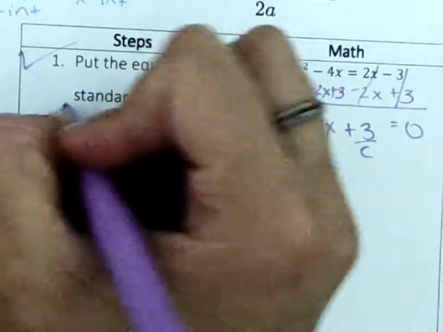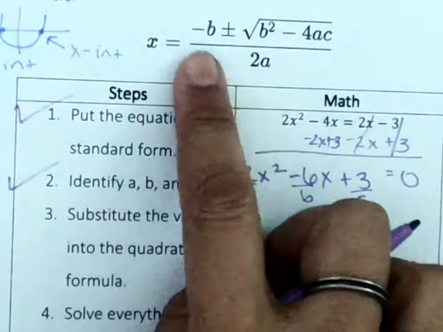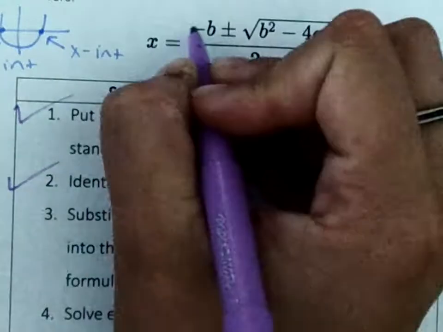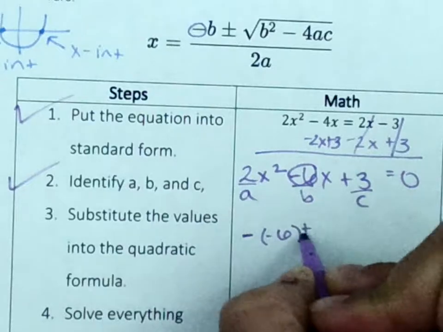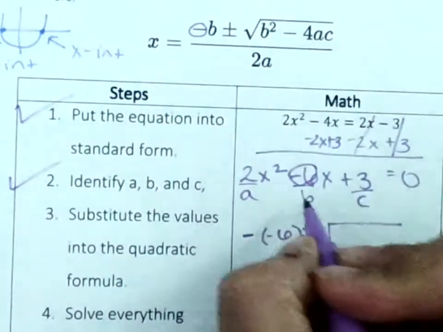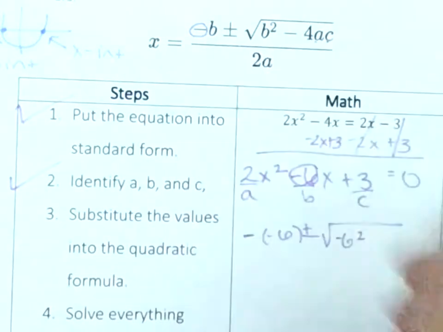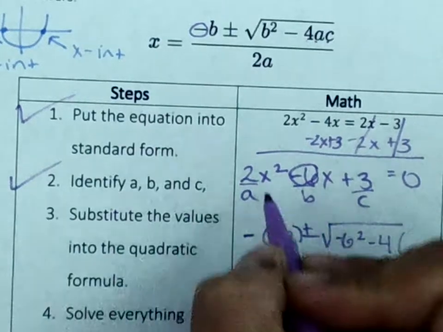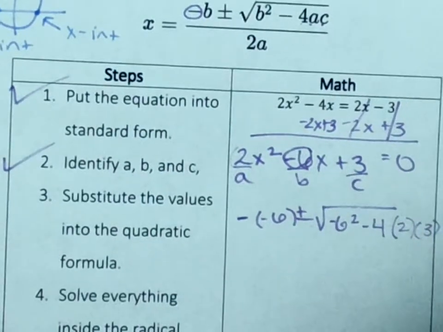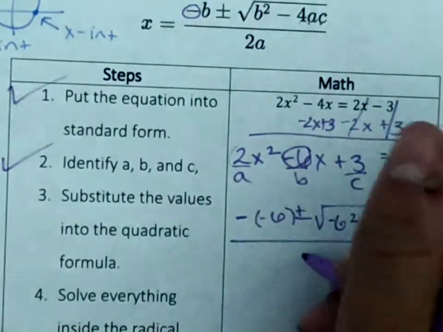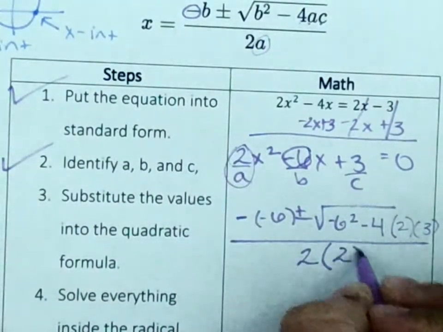Our third step is to substitute the values into the quadratic formula. The first thing we're substituting is our b. There's a negative in the formula, but the 6 is also negative, so make sure to account for both. B squared, our b is negative 6, so negative 6 squared, minus 4 times a, which is 2, times c, which is 3. I'm going to put those in parentheses so I remember to multiply. Everything will be all over 2 times the value of a, and our a value is 2.